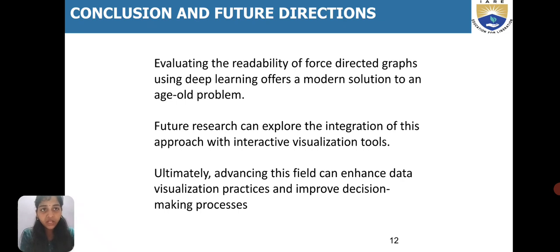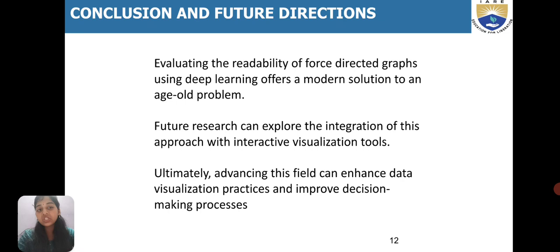Coming to the conclusion and future directions, evaluating the readability of force-directed graphs using deep learning offers a modern solution to an age-old problem. So by evaluating the readability of force-directed graphs, we can know the interaction of the particular graphs.